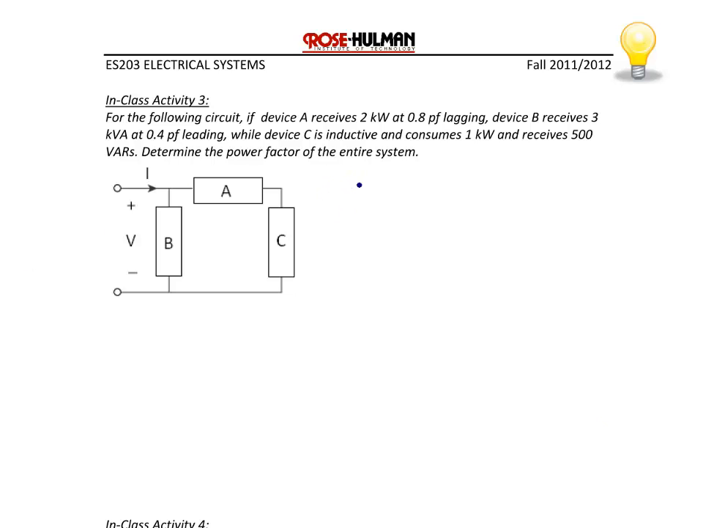So the first thing I'm going to do here is to summarize the key information. We have a load A where P is equal to 2 kilowatts. We have a 0.8 power factor lagging. So theta is the arc cosine of 0.8, which is 36.86 degrees. Notice the reason I know this is a positive angle is because of the lagging. Otherwise, it would be negative.